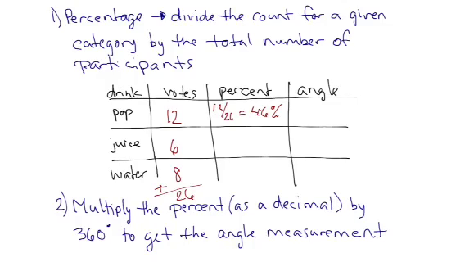All right. Then for juice, you do the same thing. 6 out of the 26 total people voted for juice. So you do 6 divided by 26 in a calculator. I got 0.23, which would move it over 2 spaces, and I get 23%. And then the last one, 8 divided by 26. And I got 0.307. I could put 30% or round it up to 31%.